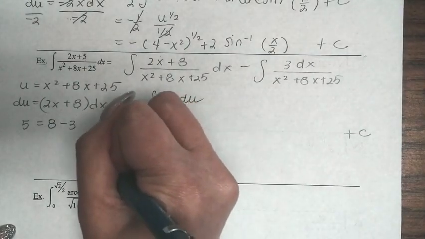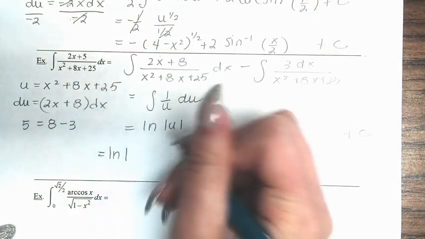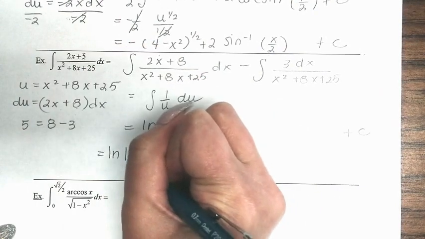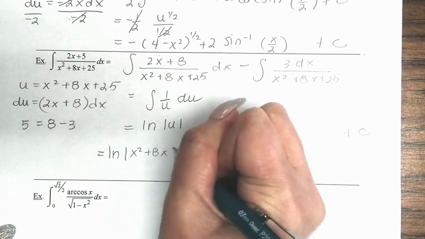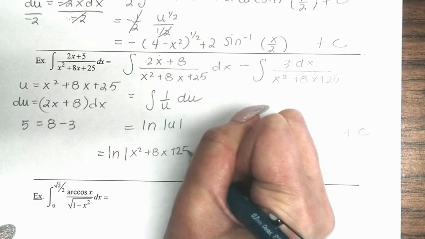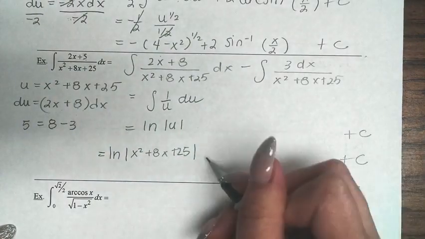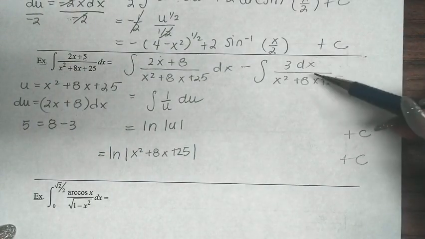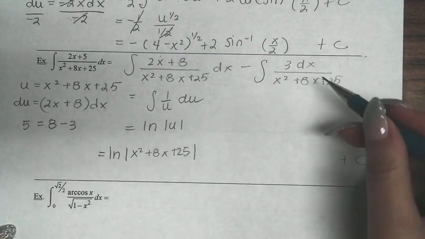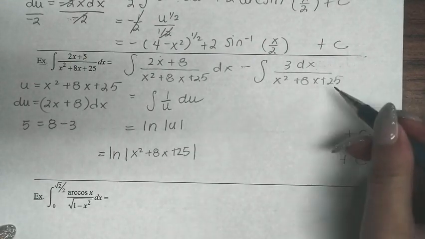So this one, pretty much we are done with this part, because we know that it's a natural log. The u is x squared plus 8x plus 25, okay? And close it, and the plus c will be there. Now, let's look at this one. That one needs more work. What's the work that one needs?